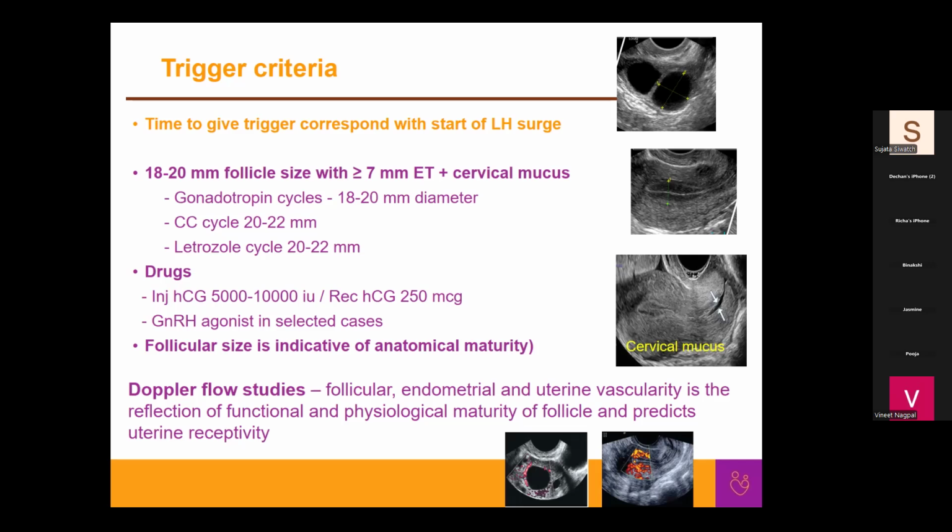As I was already saying, the follicle size and endometrial thickness is basically just anatomical maturity. It doesn't give us an idea about the functional competency of the follicle. This functional competency can be evaluated by a Doppler flow study. In the Doppler flow study, we have to look for the follicular, endometrial, and uterine vascularity. That gives us an idea about the physiological maturity of the follicles, and it also predicts the uterine receptivity. So that is how this can be combined along with the follicle size and the endometrial thickness.